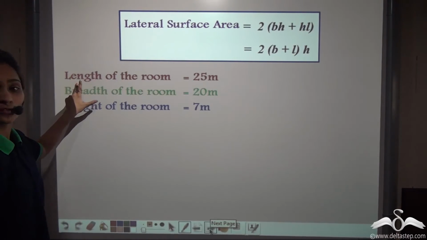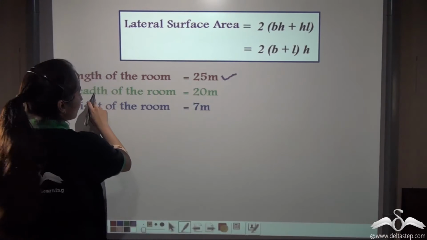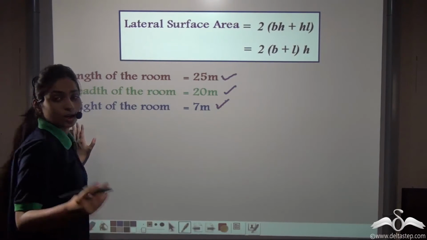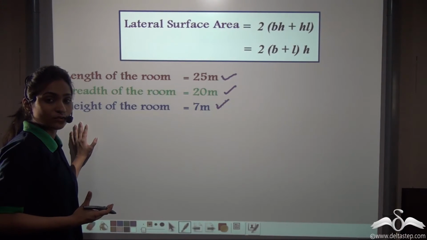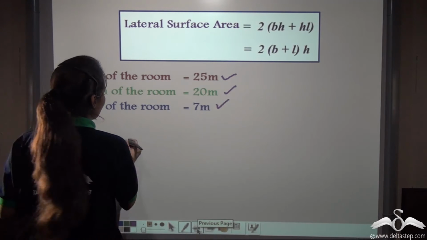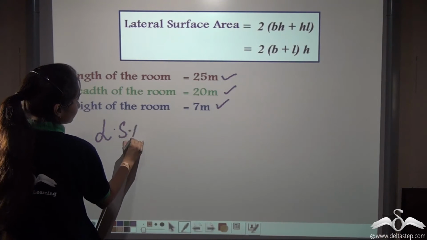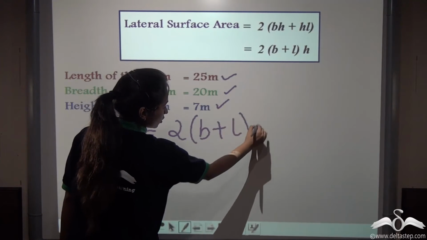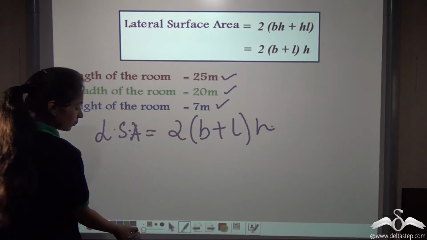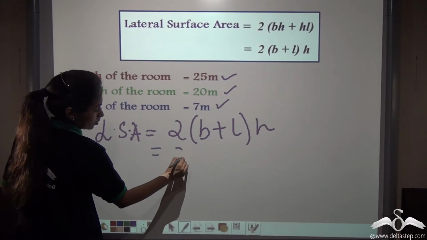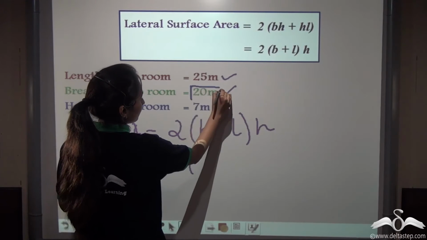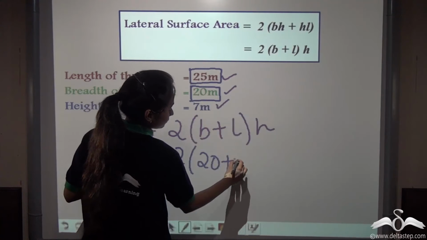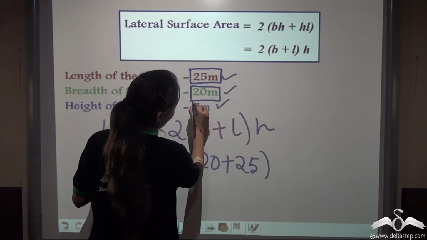Now we know that the length of the room was 25 meters, the breadth of the room was 20 meters, and the height of the room was 7 meters. Now can you find out the lateral surface area of this room for me? Now let us take out the lateral surface area. It is 2 brackets B plus L into H. So let us put the values in the formula. 2 brackets, this is B plus this is L into H.